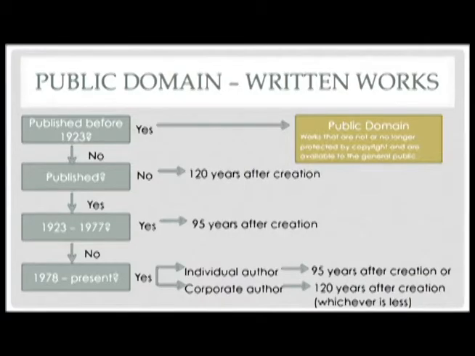This chart illustrates what items are considered public domain. If the work was published before 1923, it's public domain. Public domain are works that are no longer protected by copyright and are available to the general public. If the work was not published, you have to wait 120 years after creation. If it was published after 1923 but before 1977, then you have to wait 95 years. If after 1978 and the work was created by an individual author, then you have to wait 95 years. If it's under a corporate author, 120 years.